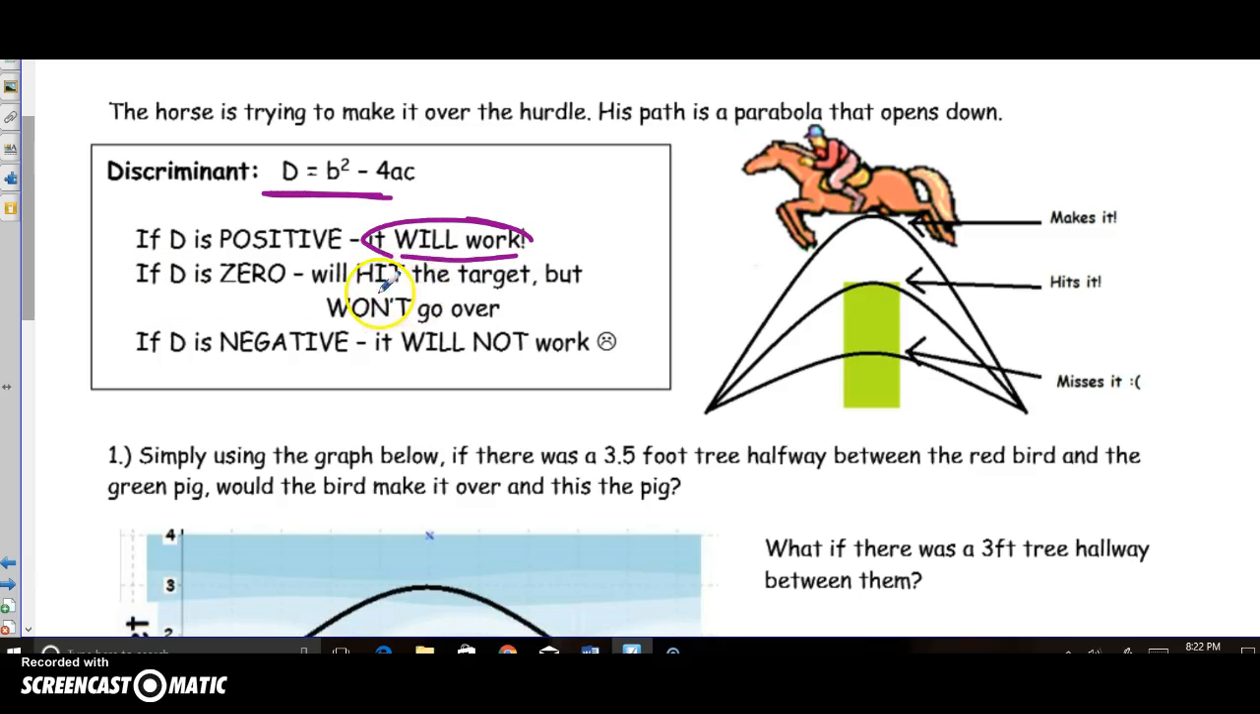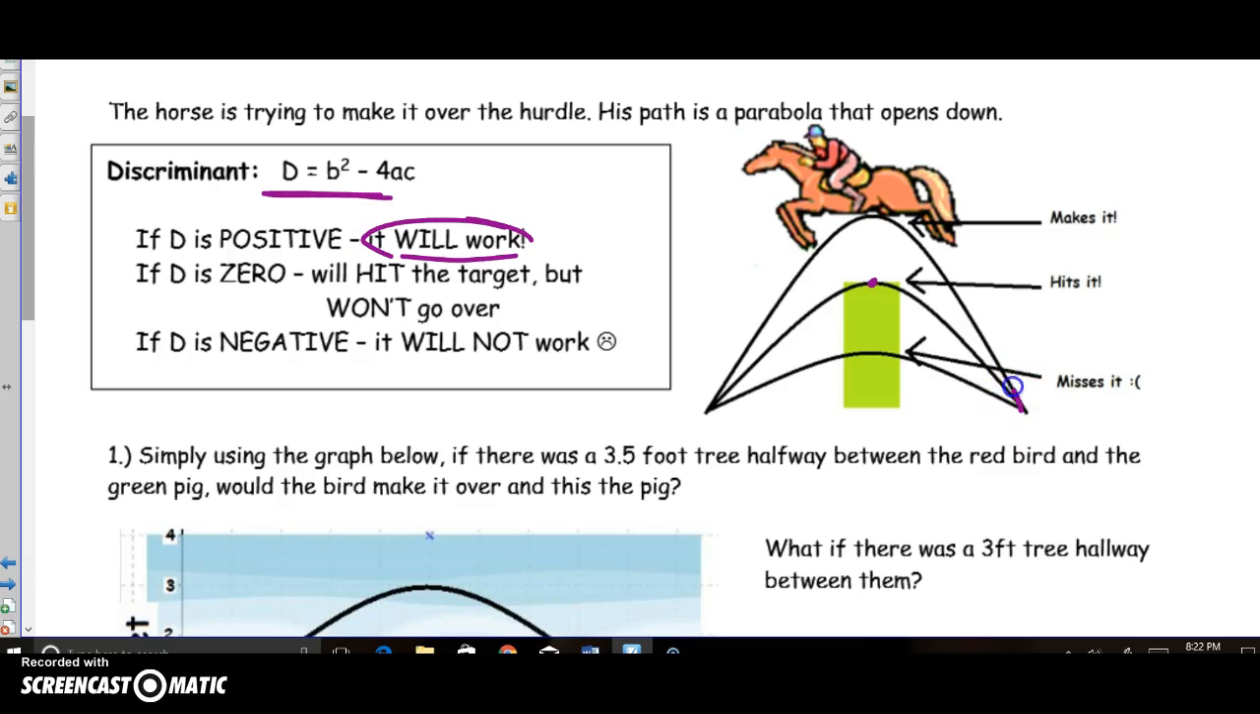If the discriminant is 0, it's going to hit the target, but it probably won't go over, just because it's going to hit the top and then get stuck and fall. So if the discriminant is 0, that gives us some information. And if the discriminant is negative, it's definitely not going to work.